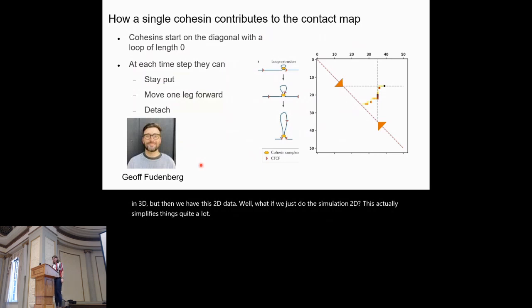So the way you do the 2D simulation is you have a cohesin, and it starts out on the diagonal, where both legs are in the same position. At any point in time, it can do nothing, it can move one leg forward to make the loop longer by one in either the right or the left direction, or it can detach. You can simulate this process with a Gillespie simulation. I simulate a single cohesin, and it walks along. I put in some CTCF sites here, so it gets stuck at a CTCF site on one side and spends a lot of time there, and eventually it falls off.